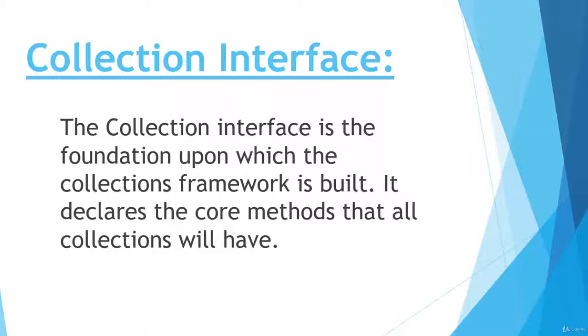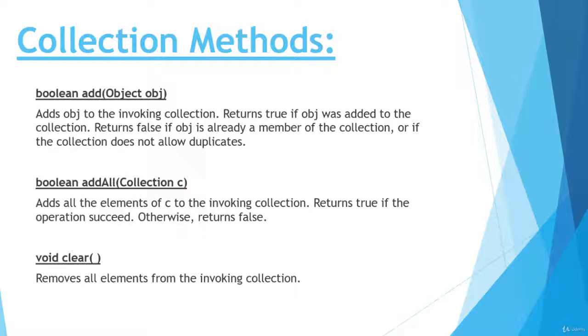Now there are some methods which are declared inside this interface. So let's look at them. First of all, one of the most important and the common methods is add. Add is a Boolean type method that takes an object. You can read its description. This method adds an object to the invoking collection. The collection which invokes this method, then this method will add that object to the collection that calls it.